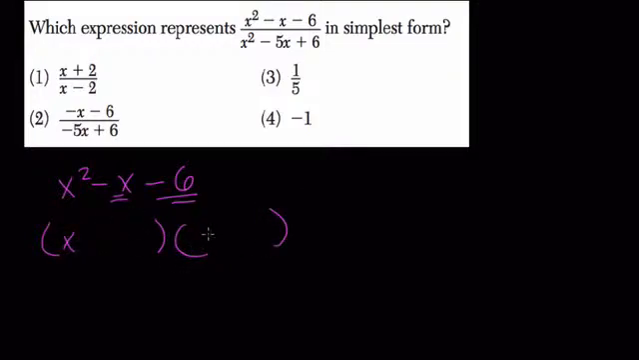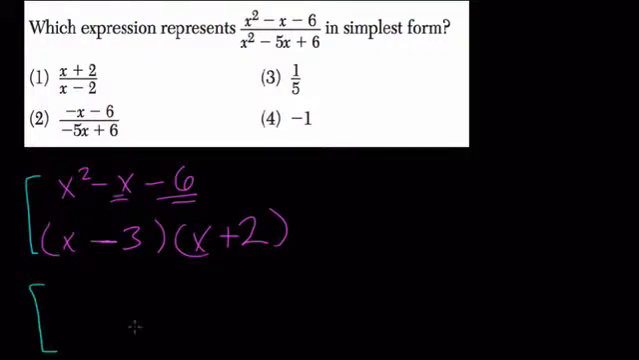Well, I know that negative 3 times 2 is negative 6. If I add those two numbers, negative 3 and 2, I get negative 1. So I'm going to use those two, negative 3 and positive 2. Again, those two numbers multiplied are negative 6, added are negative 1. Those are the numbers we're looking for. So that's a quick way of factoring it. That's our numerator. In the denominator, what do we have?